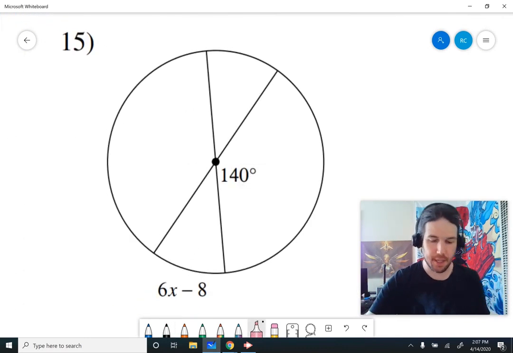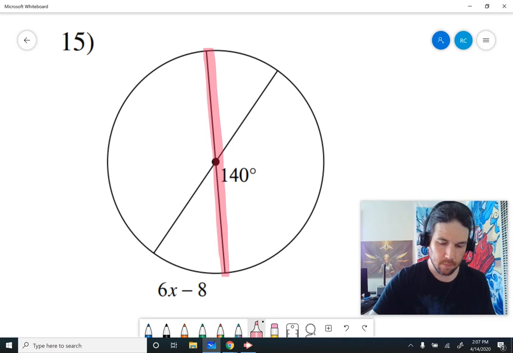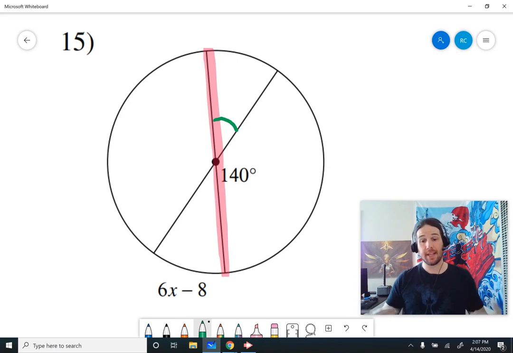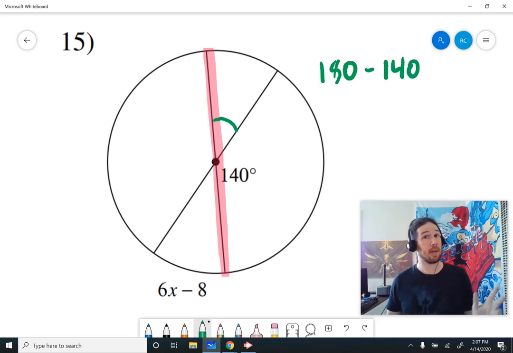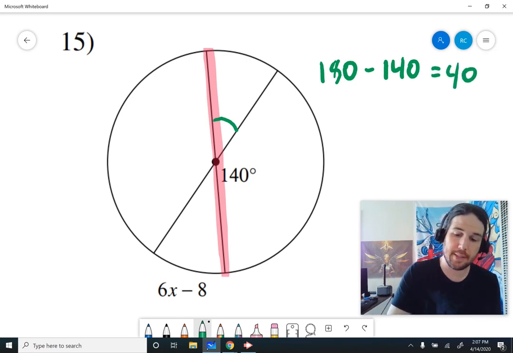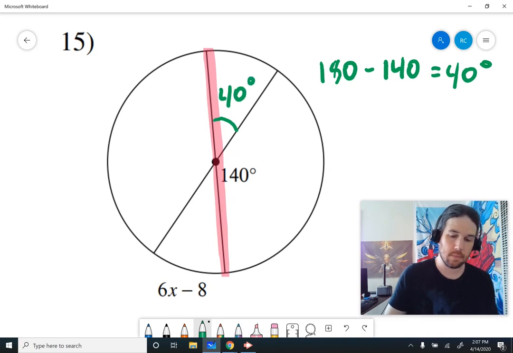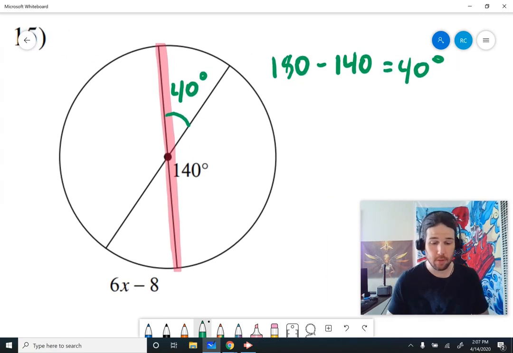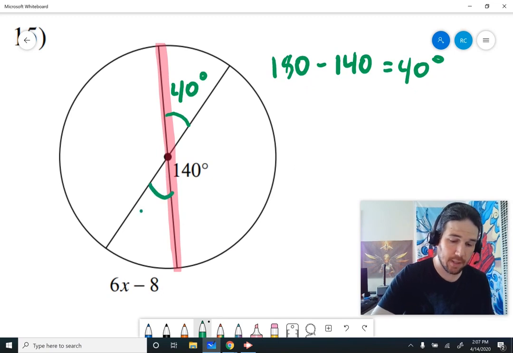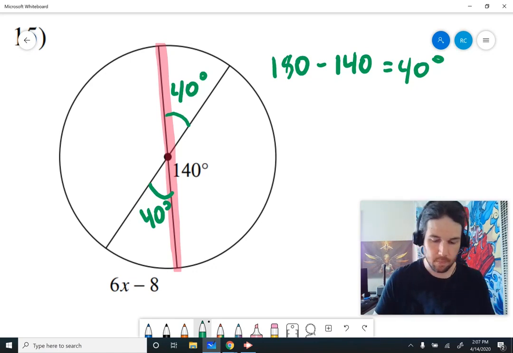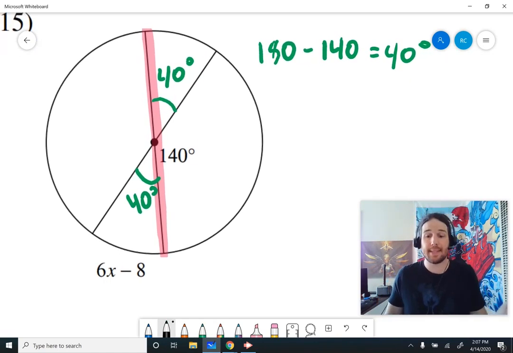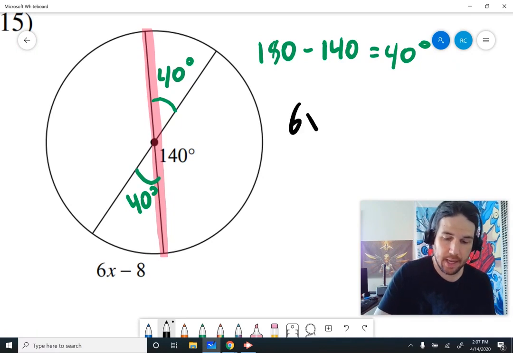So we're solving for x. Here we've got a straight line, which means that this angle here must be 180 minus 140. I'm going fast. That doesn't mean I'm not going to show my work. That's 40 degrees. Well, now I know, because that angle is also this angle, 40 degrees. Again, vertical angles, right? I don't know what x is, but I know that 6x minus 8 is going to equal 40.